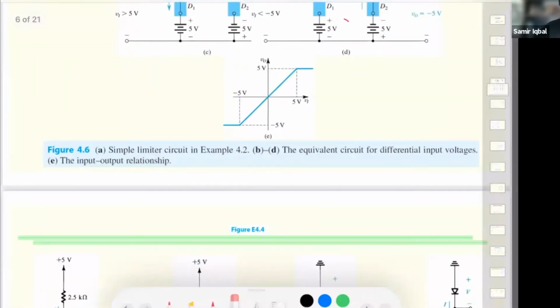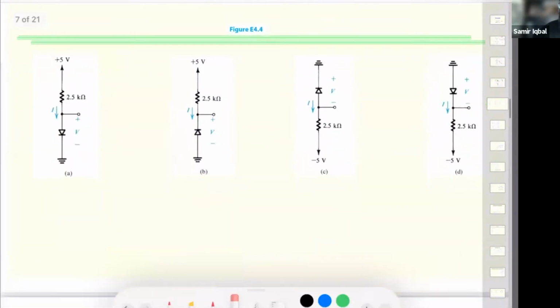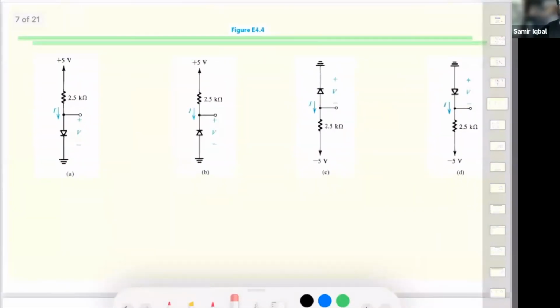All right, questions, comments? So you guys have seen diodes before, I can imagine, right?